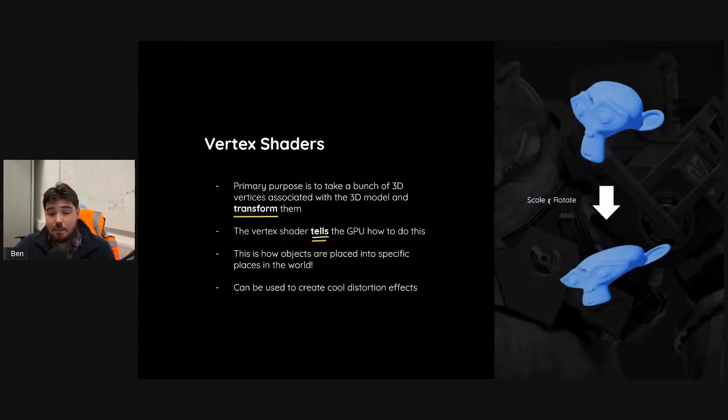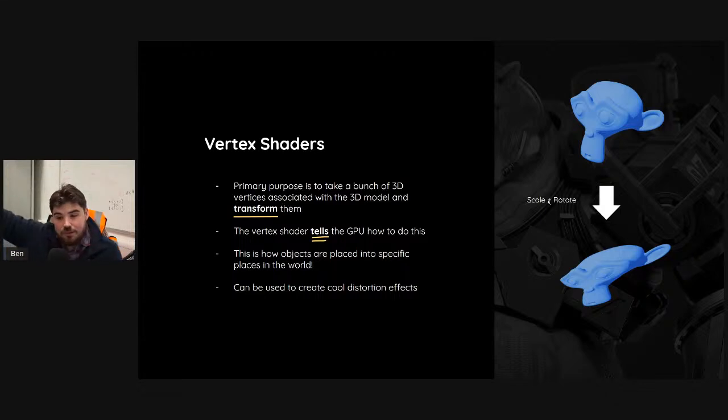So vertex shaders, like I said, their primary purpose most of the time is to just take a bunch of 3D vertices associated with the 3D model, all those dots that are associated with the 3D model, and transform them. If you've ever worked in any game engine, if you've done any OpenGL, you've probably heard of transformation matrices. You've got the model matrix, the view matrix, the projection matrix, and then you combine these into the model view projection matrix, you multiply them together. You've probably heard of this stuff if you've done anything with computer graphics. But that's all a vertex shader does. It just takes these vertices which are associated with the 3D model, and it transforms them in some way.